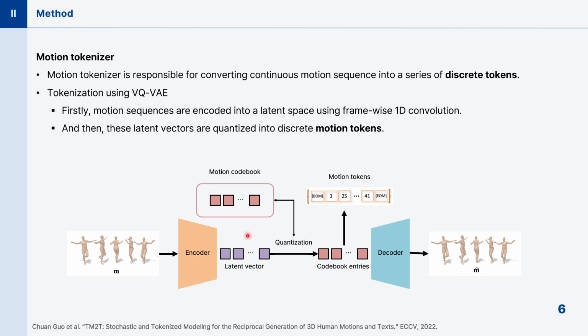So motion sequences are first encoded into a latent space using frame-wise 1D convolution, and then these continuous motion representations are quantized into motion tokens, similar to how words are tokenized in text processing. The encoder ensures that these motion tokens have high informative density, meaning each token captures significant information about the motion while maintaining a compressed format. The discrete motion tokens are crucial because they allow the language model to process motion data in the same tokenized format as text description.